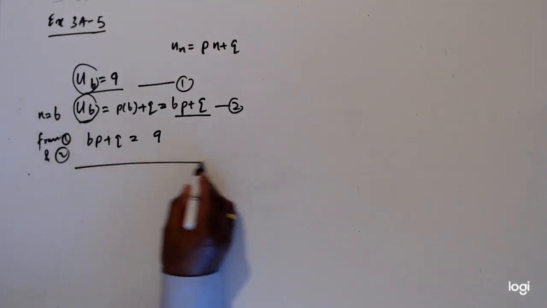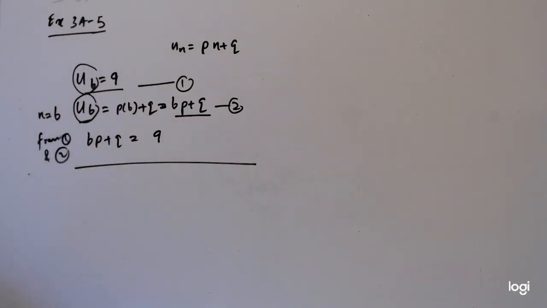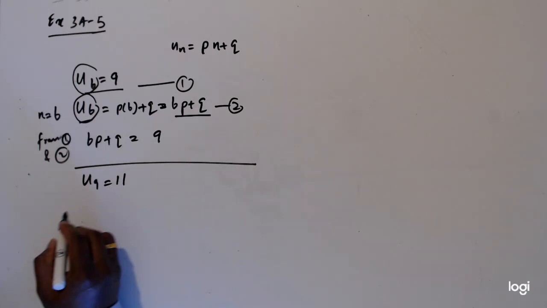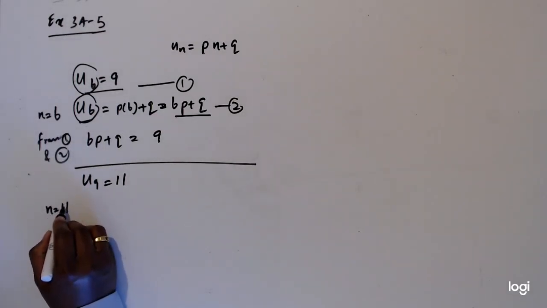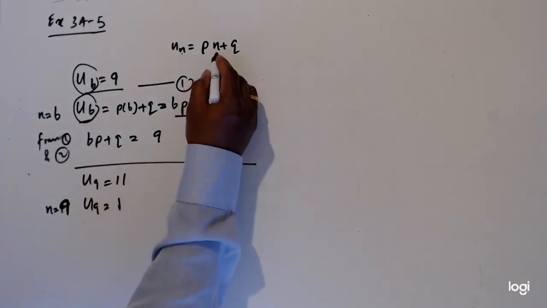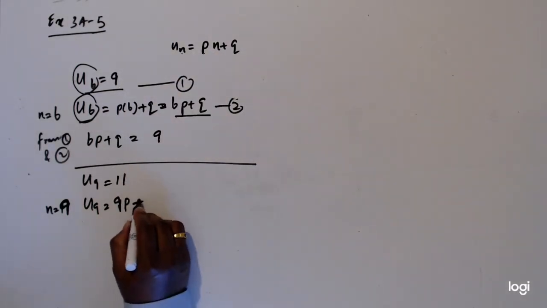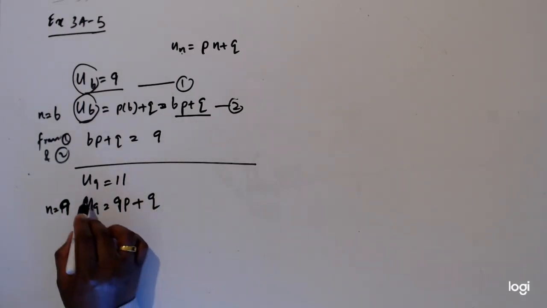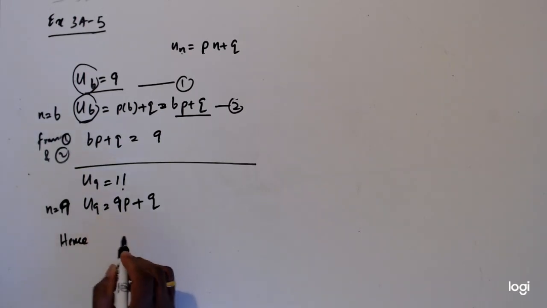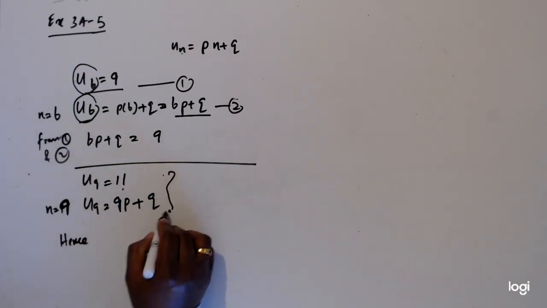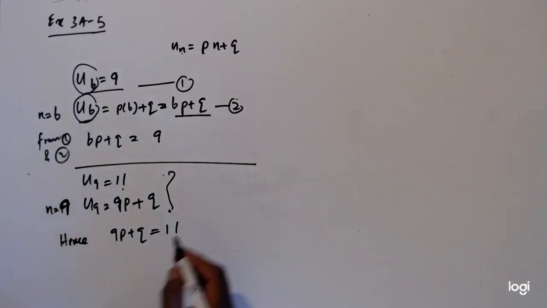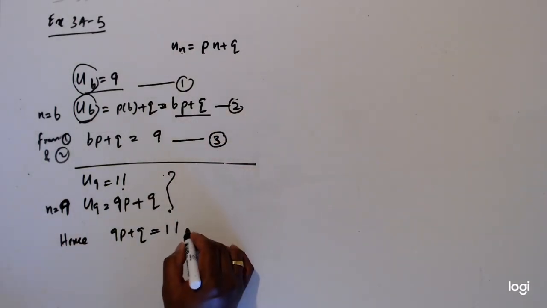The same way we can write: U9 is given, 11. Then when n equal 9, because it is the ninth term, U9 is P times 9, 9P plus Q. So U9 equal 11, and U9 equal 9P plus Q. Hence, from both, you can write 9P plus Q equal 11. Now we have two equations, this is 3 and this is 4.